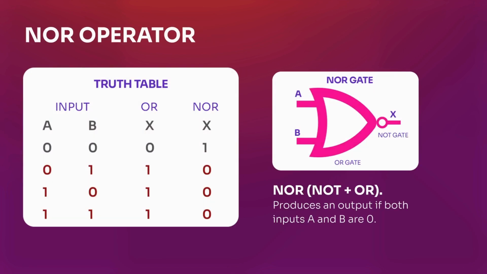The NOR gate is a combination of an OR gate followed by an inverter. Its output is 1 if both inputs are 0. Otherwise, the output is 0.